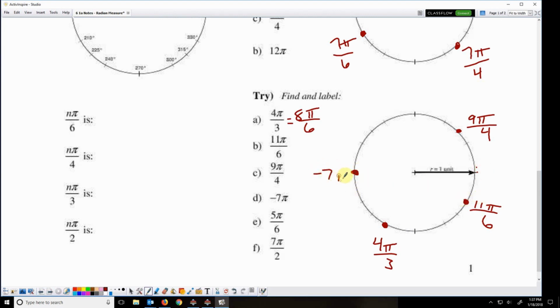So this is -7 pi over 6. So we're counting by sixths. Now if I go halfway around, that's 6 sixths, because that is 1 pi. Back up 1 more, and I'm back to -7 pi over 6.